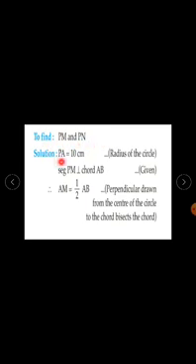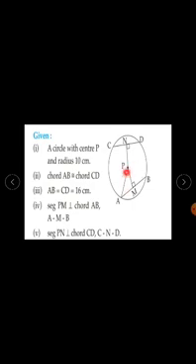Solution. PA is equal to 10 centimeter, radius of the circle. It is given. Segment PM is perpendicular to chord AB. Therefore, AM is half of AB, because a perpendicular drawn from the center of the circle to the chord bisects the chord.